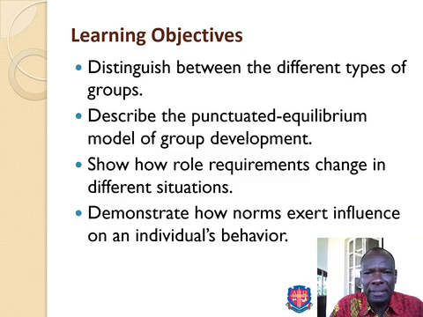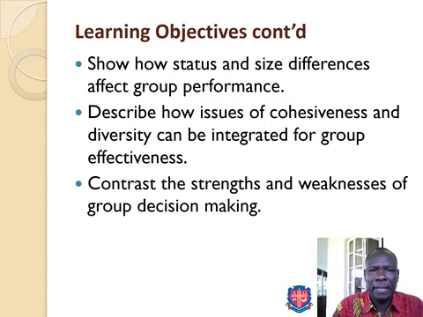Our learning objectives for today are to distinguish between the different types of groups, describe the punctuated equilibrium model of group development, and show how role requirements change in different situations, to demonstrate how norms exert influence on an individual's behavior, and to show how status and size differences affect group performance. Describe how issues of cohesiveness and diversity can be integrated for group effectiveness, and finally, to contrast the strengths and weaknesses of group decision making.